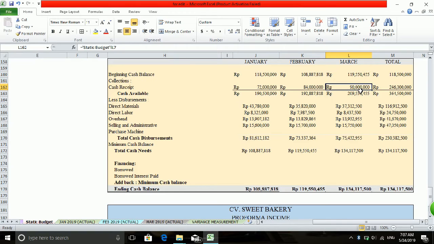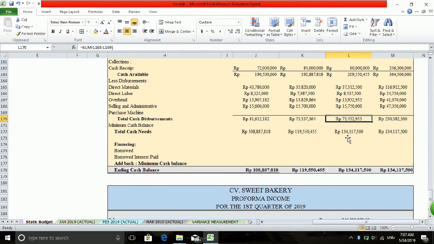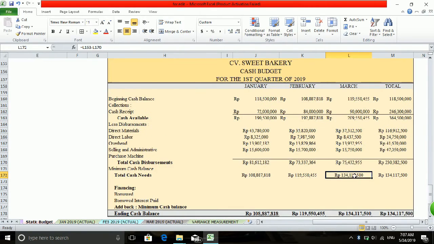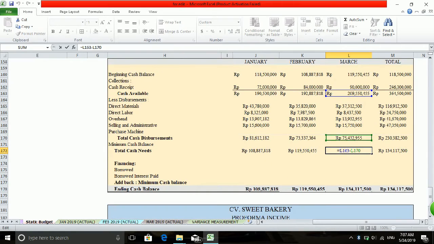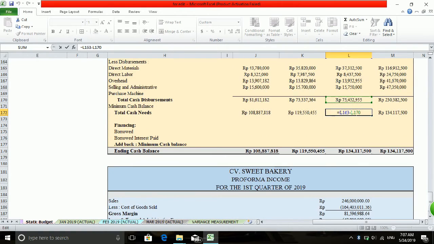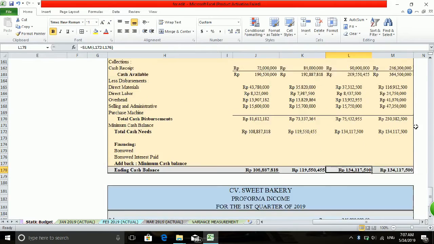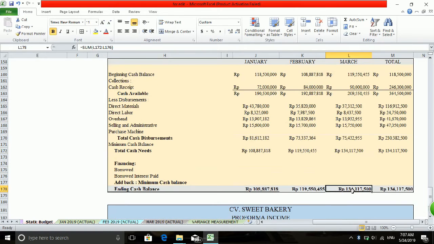Add the total sales budget and you will get cash available. Input the cash disbursement. Cash available less cash disbursement, and you will get the total cash need. The ending cash balance in March and the total ending cash balance have to be the same.